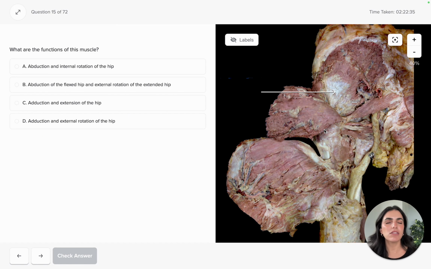The gluteal muscles all work together to help stabilize the pelvis, but also help with movements that are occurring at the hip joint. For example, our gluteus maximus muscle right over here, the largest gluteal muscle, is going to assist us with extension of the hip joint as well as lateral rotation of the hip joint.